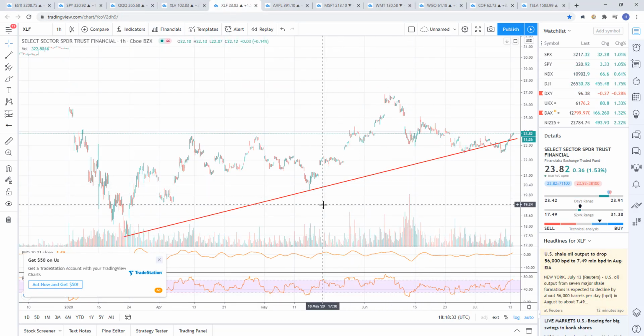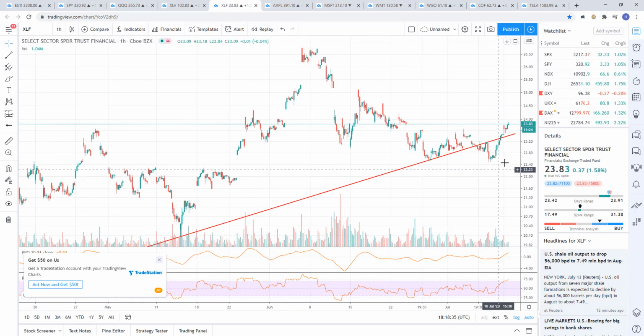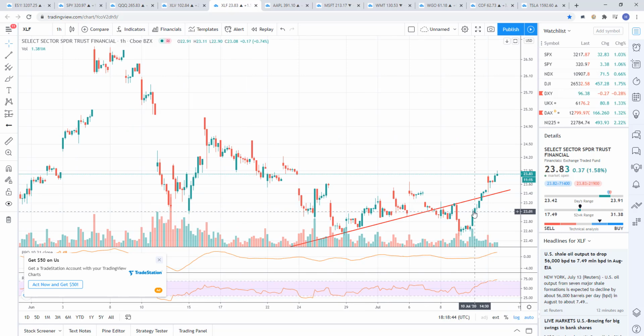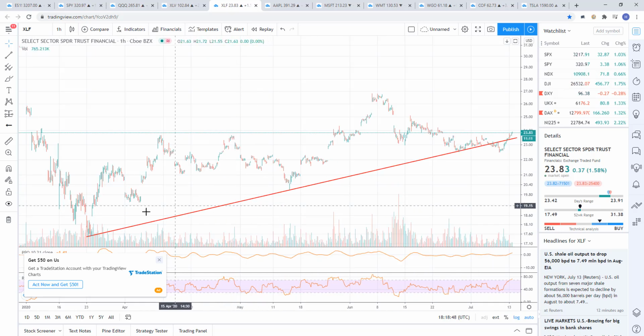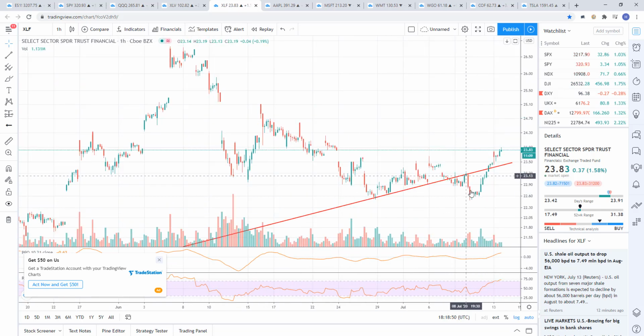And here's XLF. I've said in the past few videos, if there's going to be some sort of a repair job in the market, they're going to do it right here in the XLF. This is the area they're going to focus on, and that's exactly what they did. When I was saying that, we were breaking support right here. So we broke down, but they recovered it. So that's a false breakdown. That is bullish.